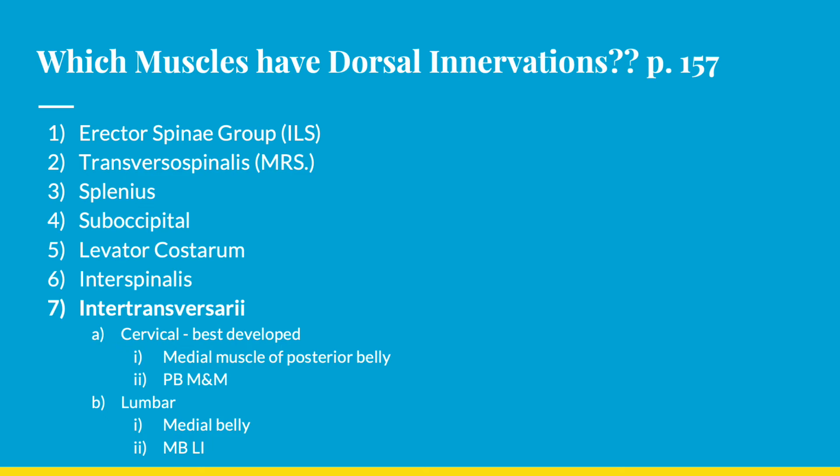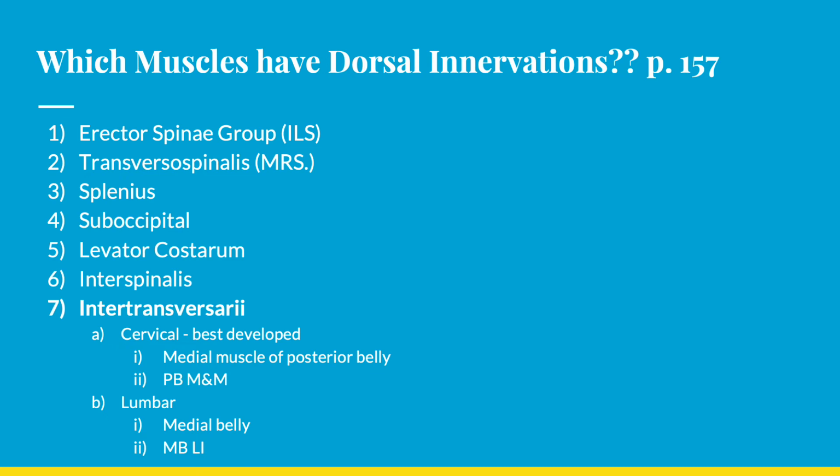The intertransversarii are the ones that tend to show up as fill-in-the-blank questions because they're a little bit more confusing. First of all, they're best developed in the cervical region, and only certain parts of the intertransversarii have dorsal innervations. Remember, when you think dorsal root ganglia, that's typically sensory information coming in from the dorsal region. So there are very few muscles. In fact, this list is pretty much a comprehensive list of the muscles that have dorsal innervations. So it's important to know that.